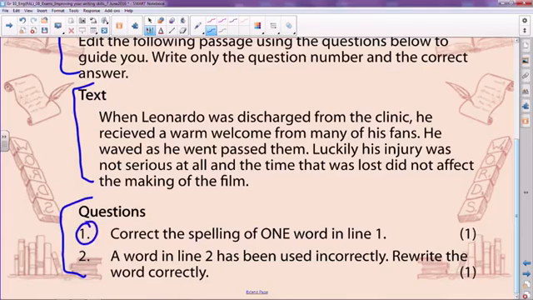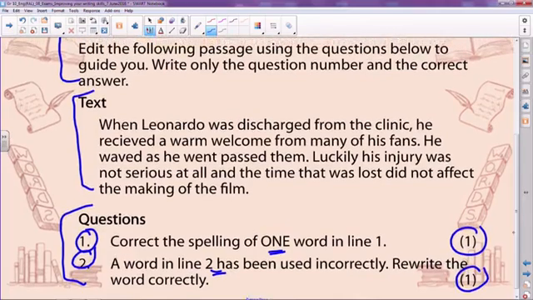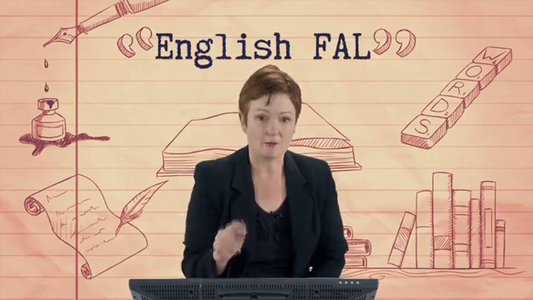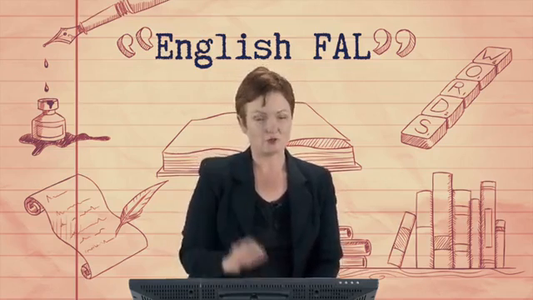Question 1. Correct the spelling of one word in line 1. And that's for 1 mark. And then the second is a word in line 2 has been used incorrectly. Rewrite the word correctly. So I'm going to give you 2 minutes to do that because they're just two questions with 2 marks. I'll move it up so you can see the text. And when you're doing that, I also want you to think about the instructions. Make note of the instructions. And I'll chat to you about why you need to do that after you've completed this exercise. So let me give you 2 minutes to do that.